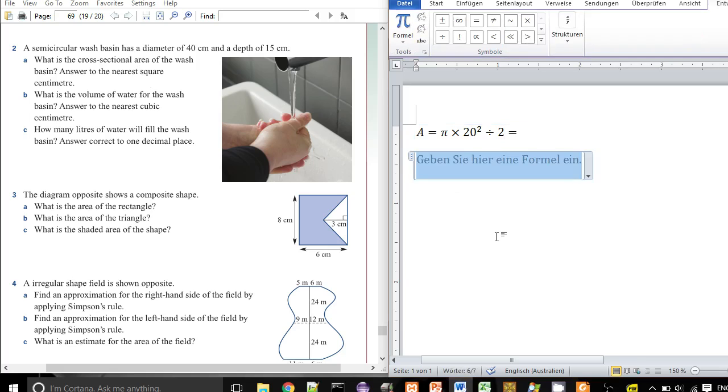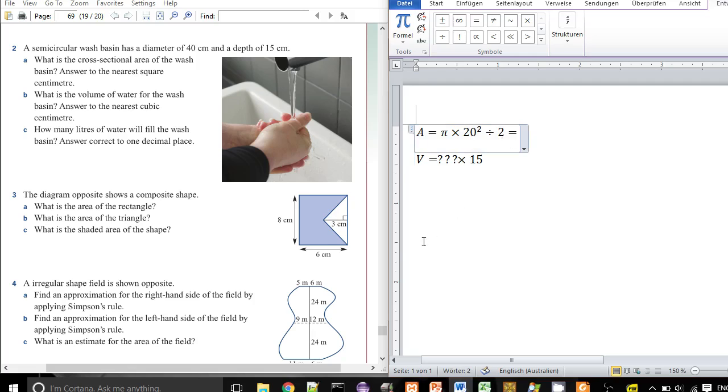Okay, for the volume is actually really easy. It's just AH, the area times the height. So we're just going to do whatever that number was from this part, that number, times 15. Everything's in centimeters. 15 is the height, the depth. So that'll be in cubic centimeters.